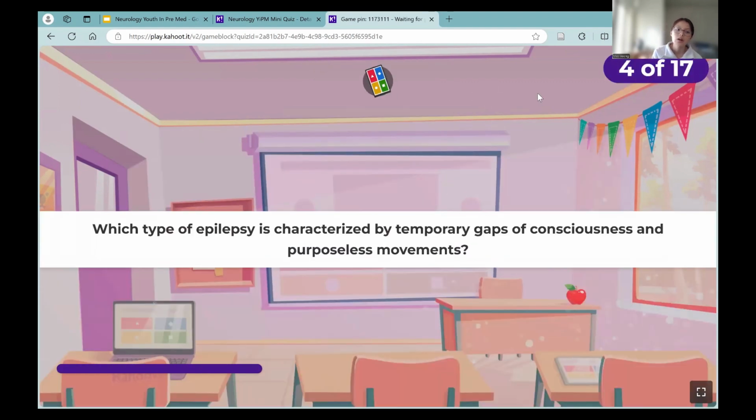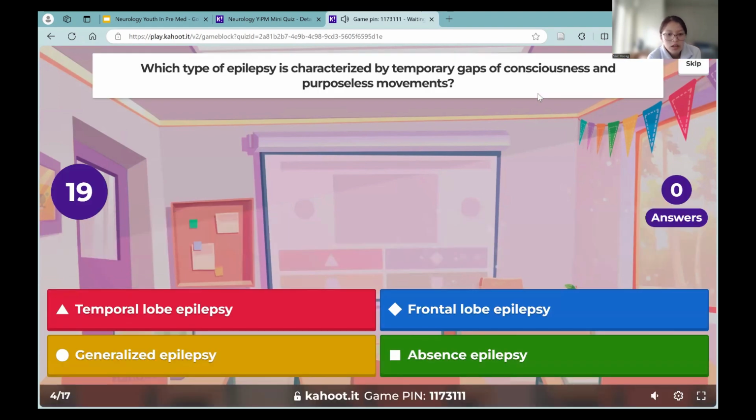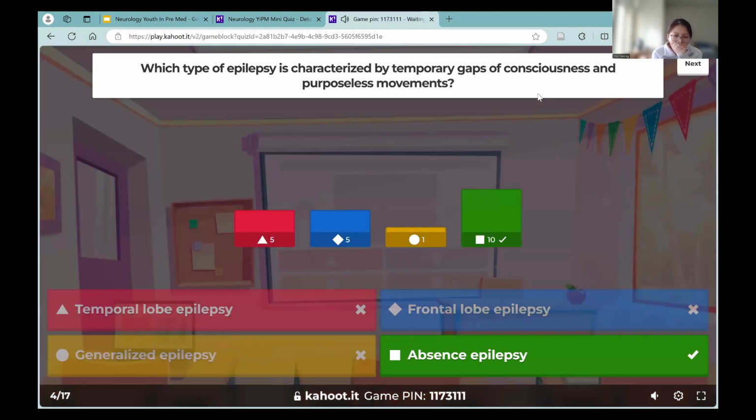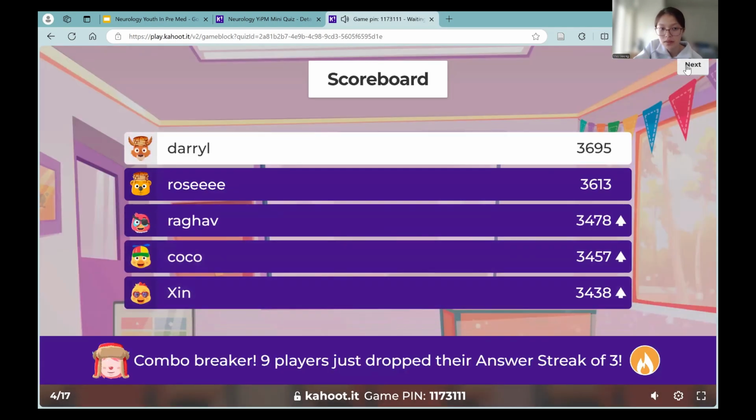Okay, next question. Which type of epilepsy is characterized by temporary gaps of consciousness and purposeless movement? So if you remember, we went over several different types of epilepsy. Yeah, this one's a little tricky, but absence epilepsy is a type that causes gaps in consciousness and purposeless movements.